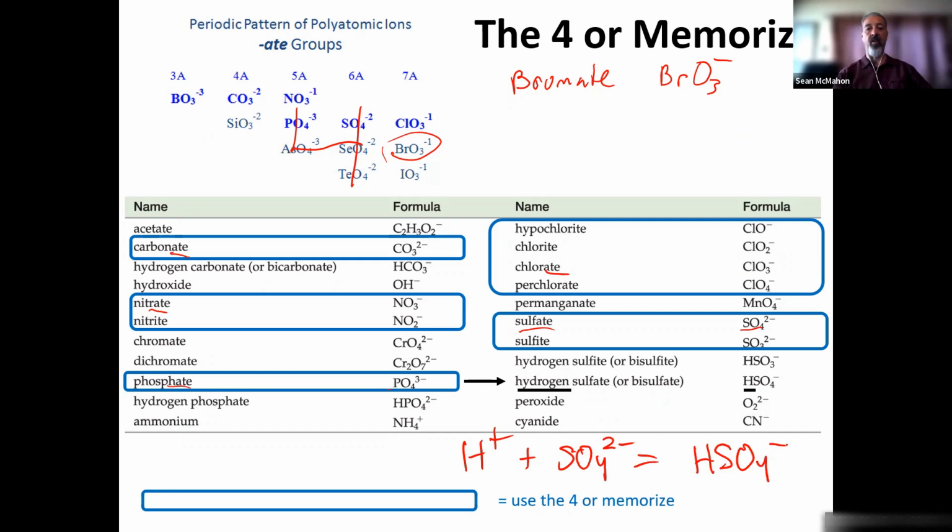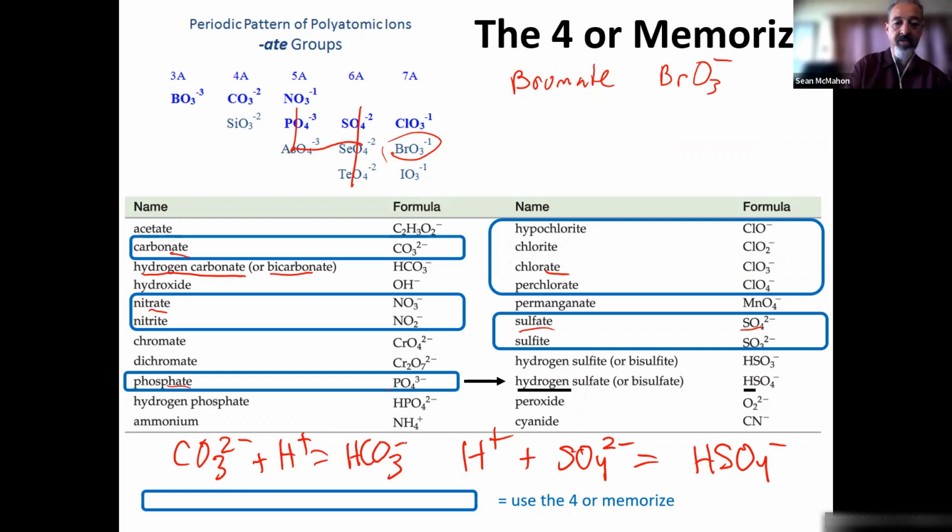That's hydrogen sulfate, or bisulfate. Also, if you look, hydrogen carbonate, bicarbonate. How is that different? Here's carbonate, CO3 2-. If I add an H+, what do I get? Hydrogen carbonate, or bicarbonate. That's the power of the 4. It gives me the 5 big 8s, so I can derive these hydrogens that I attach to these 8s.